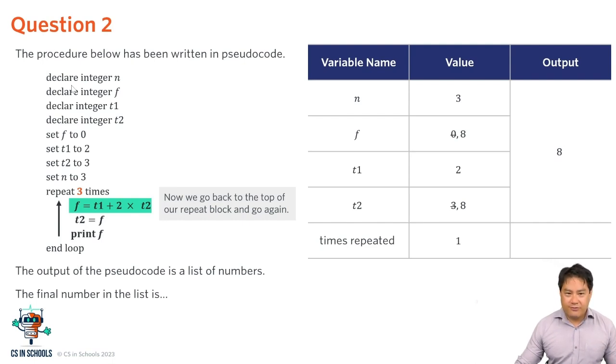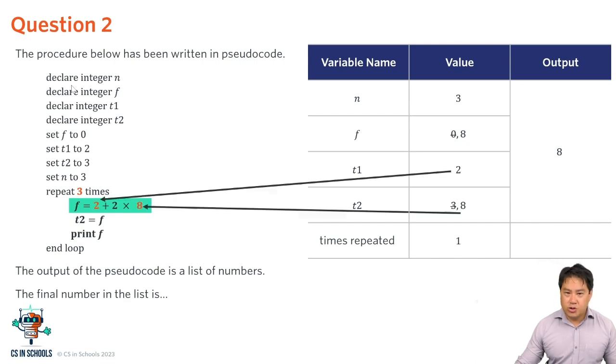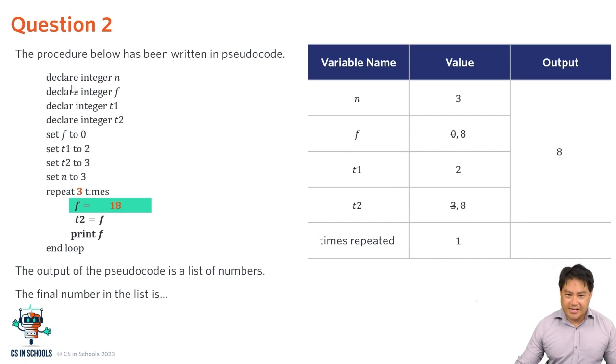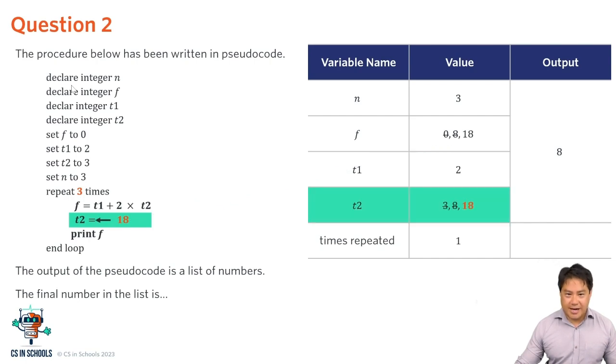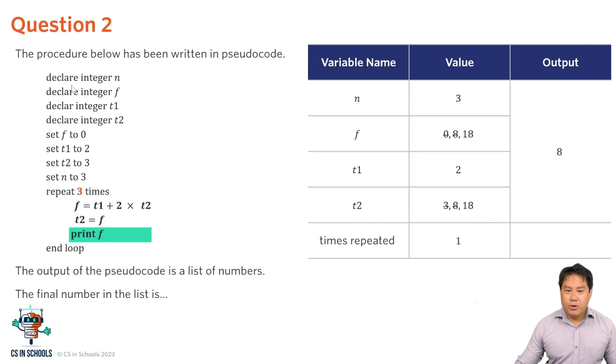So we have that f equals T1 plus 2 times T2 expression. We substitute in the latest values of those variables. We find that's 18. We assign that to f. So f changes from 8 to 18. We move to the next line, which takes the latest value of f, which is 18. Substitute that into T2. So 8 becomes 18. And then we print f.